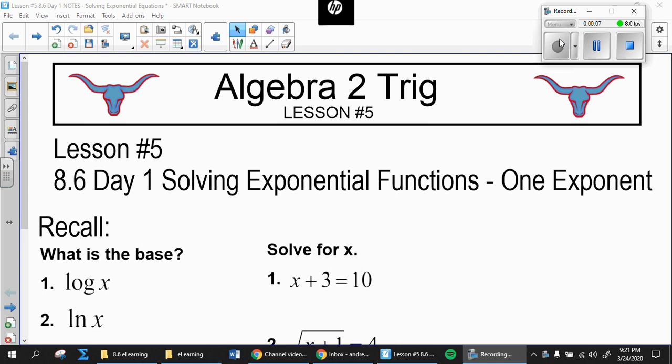We are going to begin our next section today. We're going to start talking about solving exponential functions. So we're going to spend a couple days on exponential functions, and then we'll talk about solving logarithmic functions.